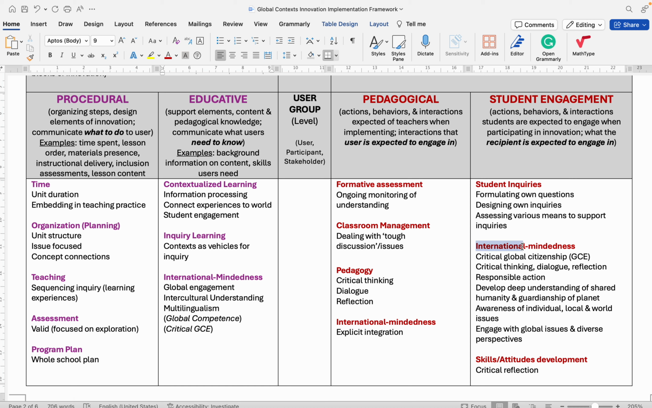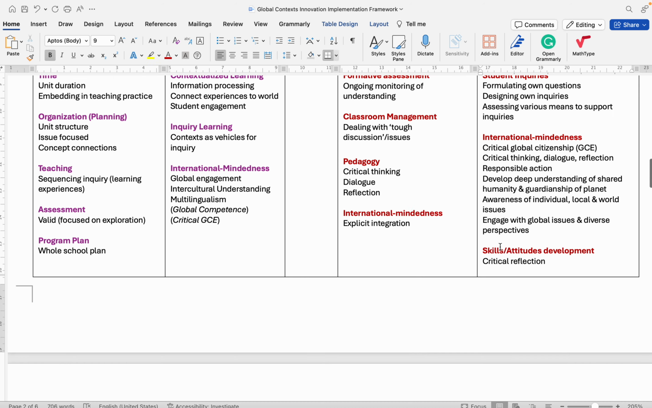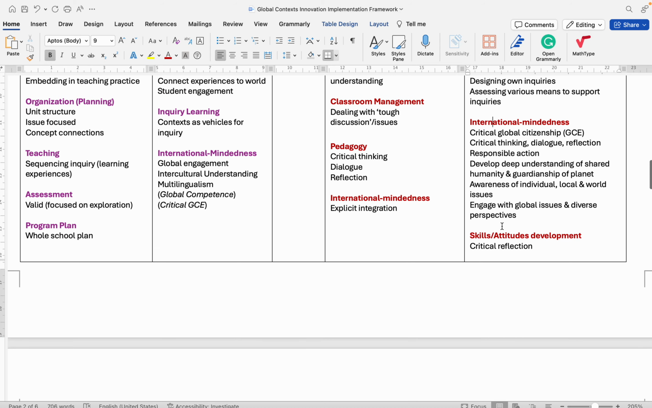Some of them are confounded by the fact that international mindedness is used in just so many different ways, and there are a lot of different terms that are used in different ways and different concepts. But essentially, this is a pretty good list here of kind of what students are meant to take away from these experiences. Some ideas related to student inquiry as well, specific components of this innovation, and I've only gotten to two skills there.